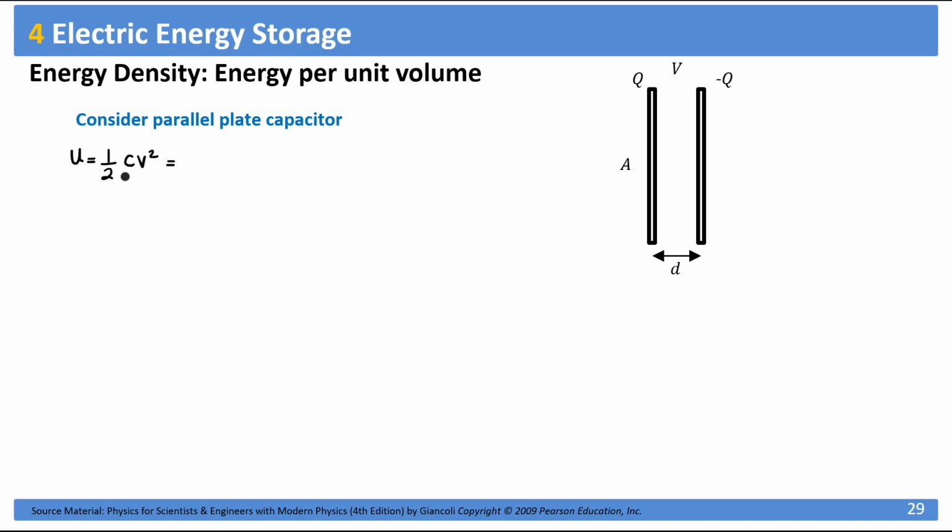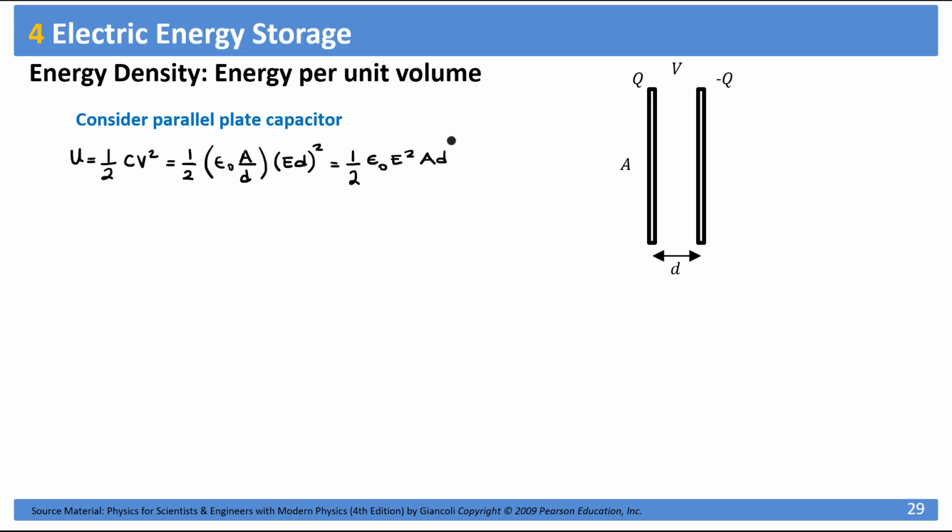Now, I know what C is for a parallel plate capacitor, which is epsilon 0 A over D, and the voltage on the capacitor is nothing but the electric field between the plates times D. So if we square this, we get the energy, right? So you have D squared here, you have D here, they are going to cancel out, and we are going to end up with 1/2 epsilon 0, the square of the electric field between them, times A times D.